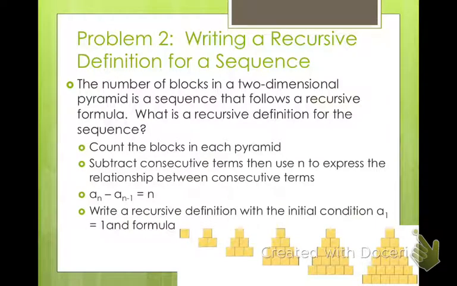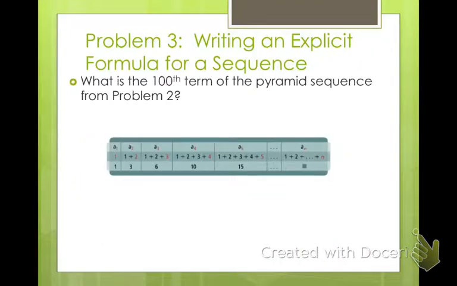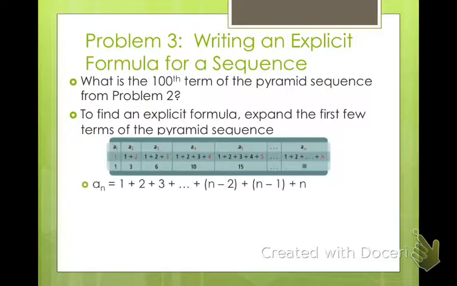And then to write it as a recursive definition, we just have to define what our first term is. So a sub 1 equals 1, because there's a 1 block there. I'm not going to have you do a lot of these recursive ones. And then writing an explicit formula. This one's a little challenging, especially the way that the book wrote it.